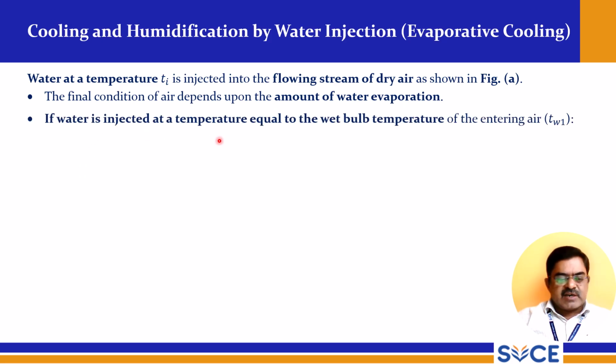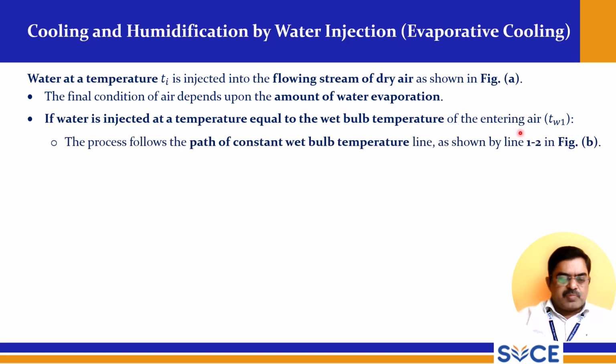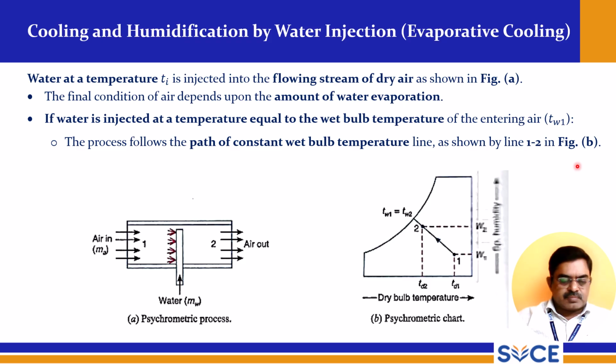If water is injected at a temperature equal to the wet bulb temperature of the entering air, Tw1, the process follows the path of constant wet bulb temperature line as shown by line 1 to 2 in figure B. Here air in is MA, air out, and water MW. That is the psychrometric process. The specific humidity on the psychrometric chart is TA1 and TA2. This is 1 and 2, and TW1 is equal to TW2, that is wet bulb temperature.